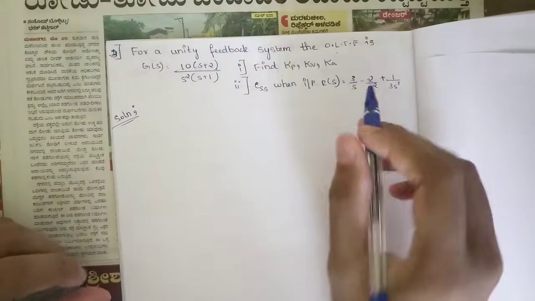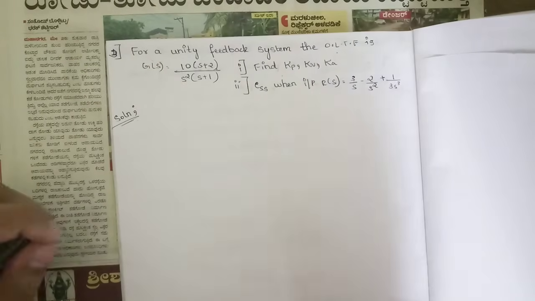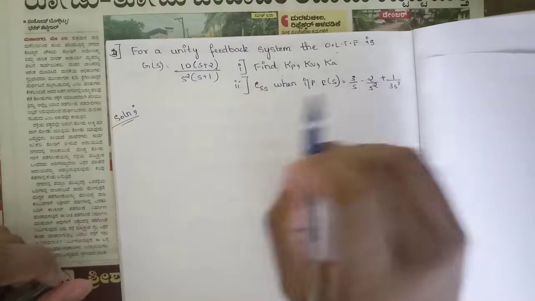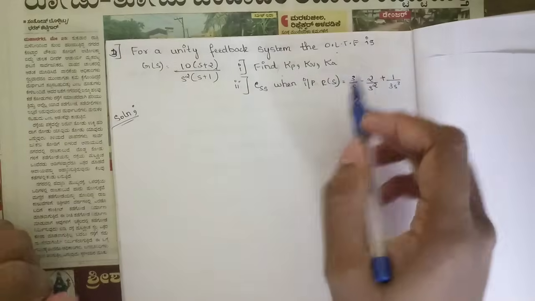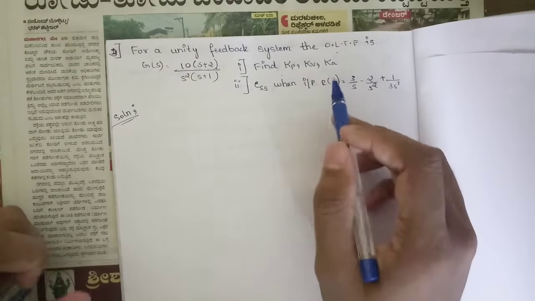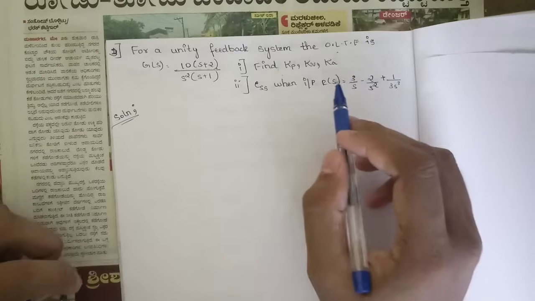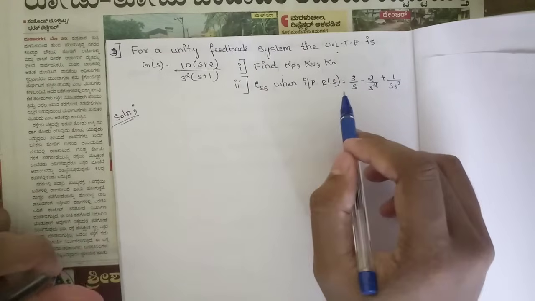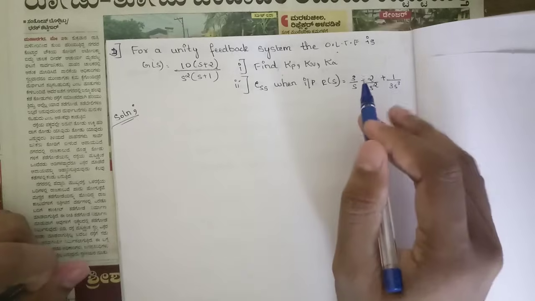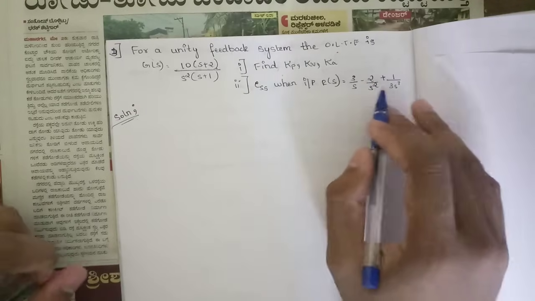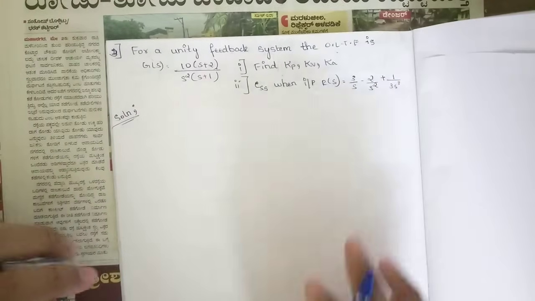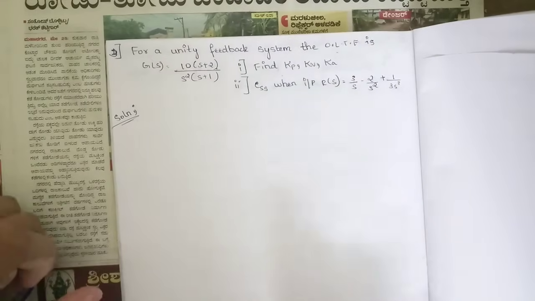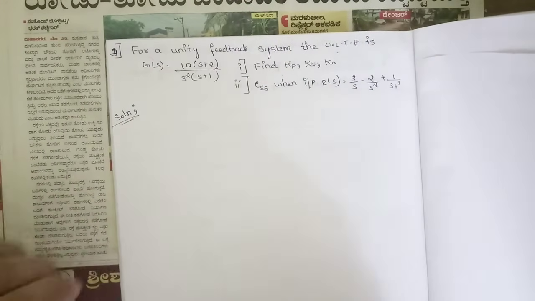This problem is similar to the last problem solved in the previous session. There is a slight change in the transfer function as well as the input. Last time the input was given in the time domain, and here it is given in the s domain. It is again a combination of step, ramp and parabola. Though there are a few slight changes, the problem remains the same. So let's solve it quickly.